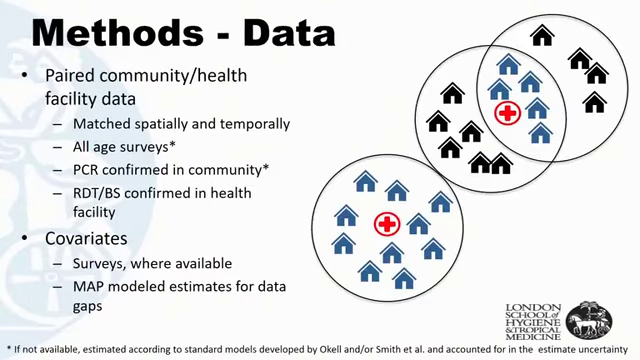And so to do this, I started to work with a lot of people to generate a data set of paired community and health facility data. The community data is cross-sectional surveys, all ages, ideally with PCR, so we can get an estimate of the total number of infections in a population. And then I also tried to get the health facility data from the same time and space, matching as much as possible the populations and the temporal bias that we know is going to be present in malaria.